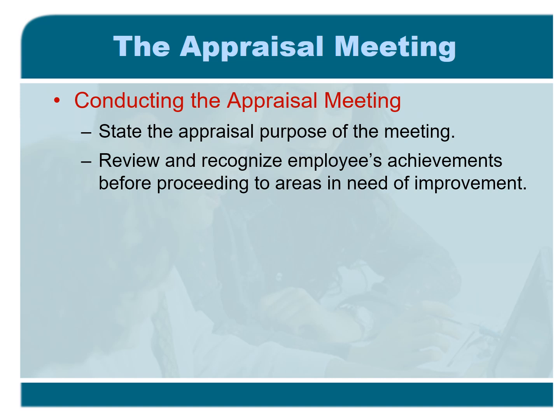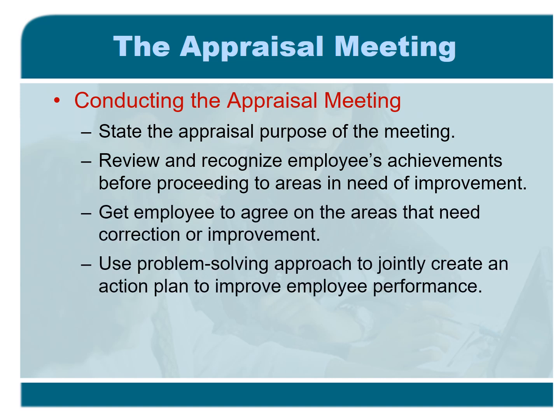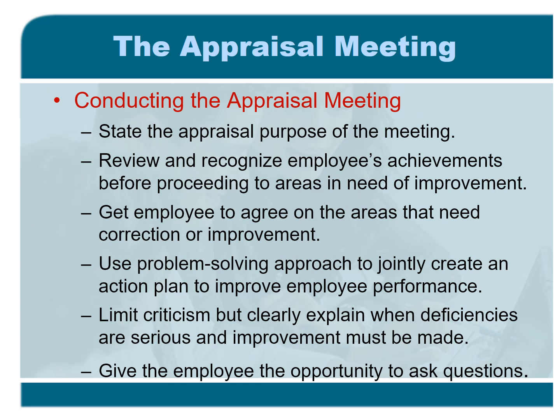Conducting the meeting, you want to state the purpose of the meeting, review and recognize the employee's achievements before proceeding to areas that you feel they need improvement in. Again, the sandwich technique. Get the employee to agree on the areas that they need to correct or improve, and use a problem-solving approach to jointly create an action plan to help improve the performance wanted. Limit your criticism, but clearly explain when deficiencies are serious or improvement has to be made. And above all, give the employee the opportunity to ask questions or to defend himself.